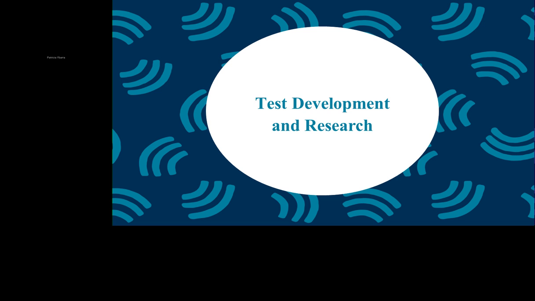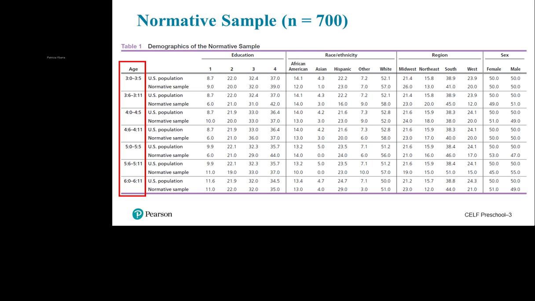Okay, so now we'll talk about how the test was developed and the research. The CELF Preschool-3 standardization research involved a normative sample of 700 children and additional samples for reliability and validity studies. The normative sample for each age band is highlighted here. It included 100 children. According to the inclusion and exclusion specifications for the normative sample, the children included did not meet the diagnosis criteria for a language impairment, a learning disorder in reading or writing, or a hearing impairment.